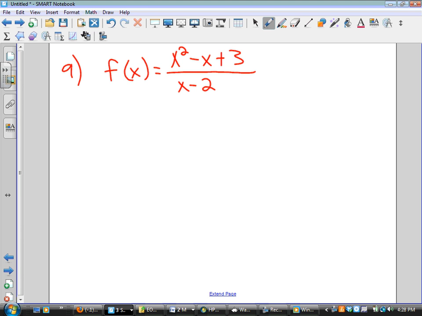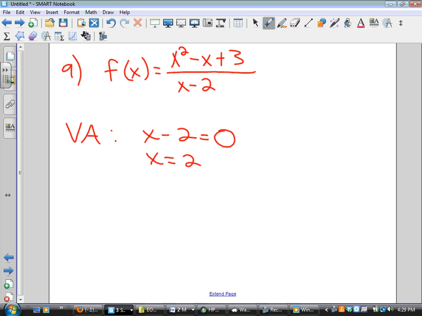Looking at the numerator, it looks to me like it is not factorable. I can't think of any numbers that multiply to be 3 that add to be -1. So I don't think that's going to factor, so we're safe. To find the vertical asymptote, all we need to do is set the denominator equal to 0. So x minus 2 equals 0, so then x equals 2 is the vertical asymptote.